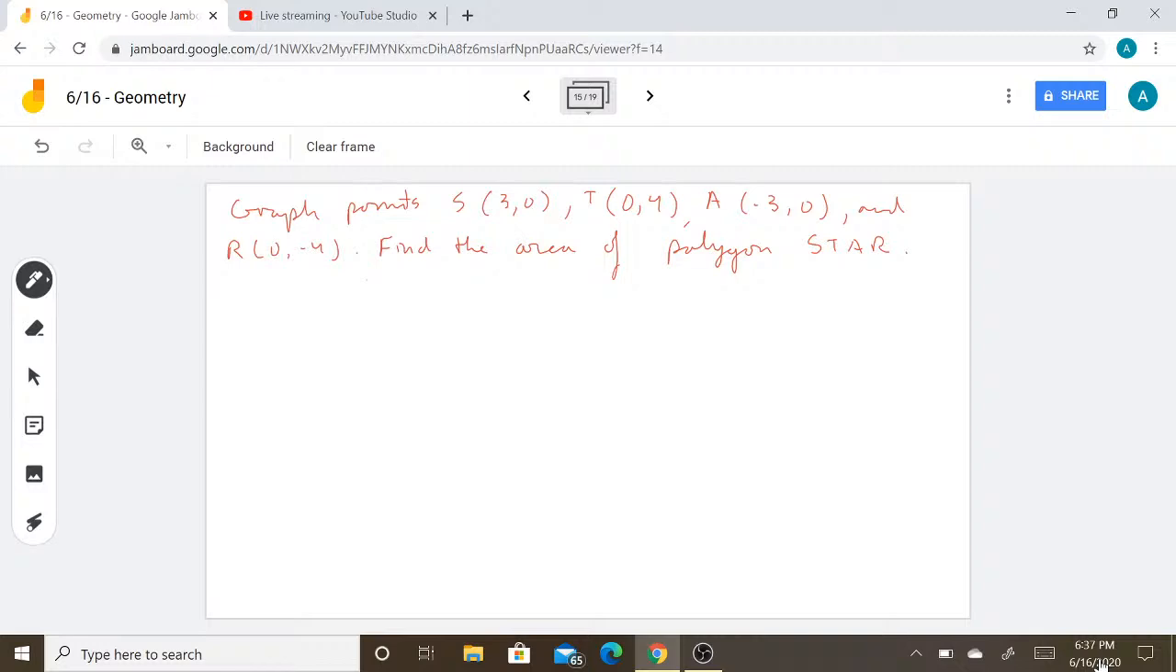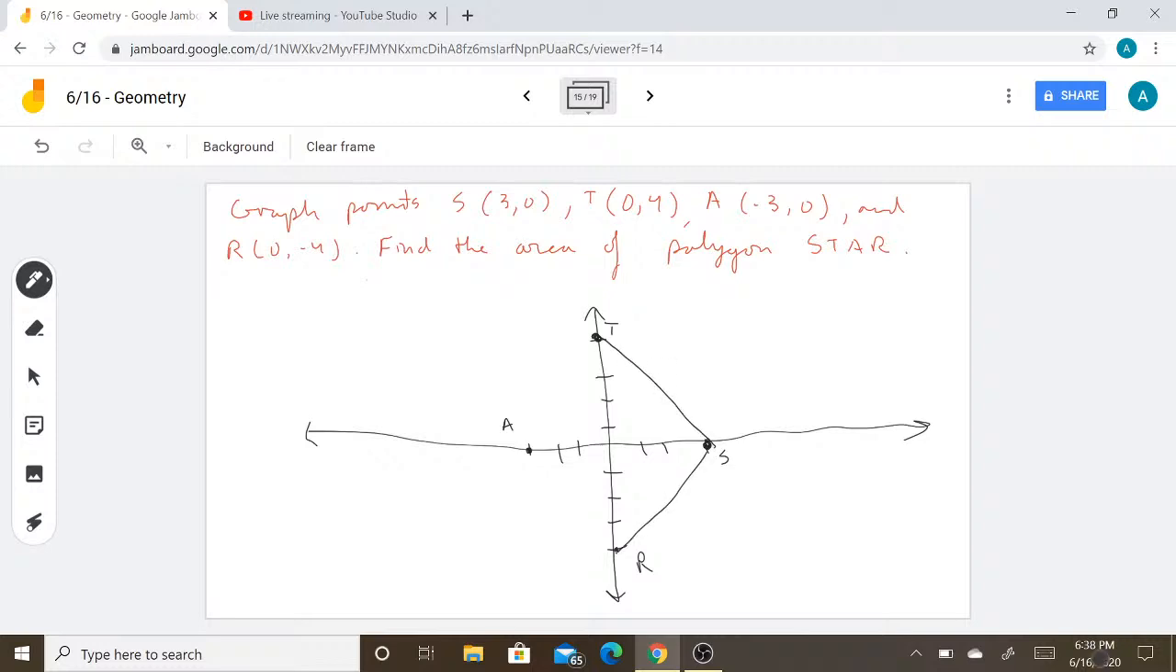Here it asks us to graph points again, but this time we're going to find the area of a polygon. So if we graph this polygon, we get 3, 0 for S, 0, 4 for T, -3, 0 for A, and 0, -4 for R. And if we connect these, we get a polygon shaped something like this. And it asks to find the area of the polygon.